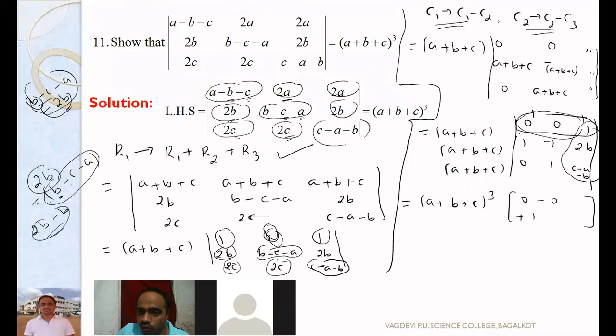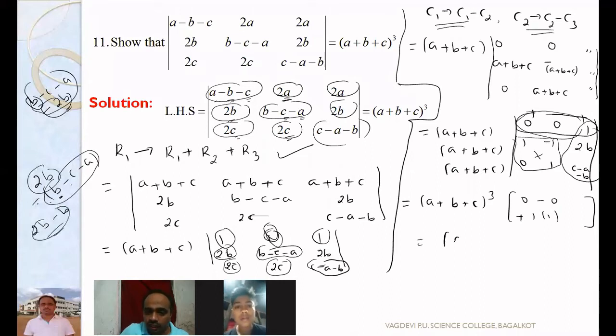So what I get? You get always 4 numbers. What are these 4 numbers? 1, minus 1, 0, 1. How to find the value of this? You have to cross multiply and subtract. 1 into 1, 0 into 1. So 1 minus 0 is 1. So 1 into 1 is 1 means only this is the answer. A plus b plus c whole cube. That is the RHS.